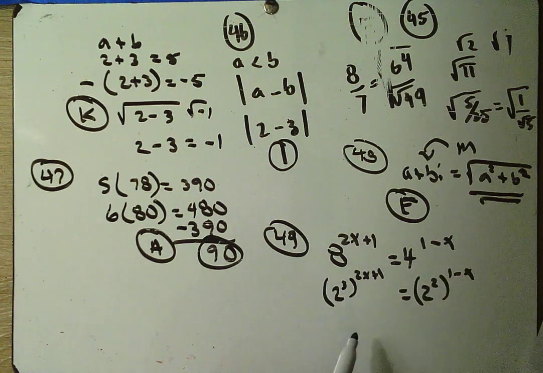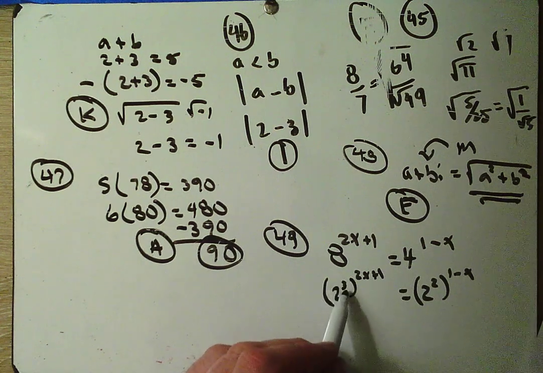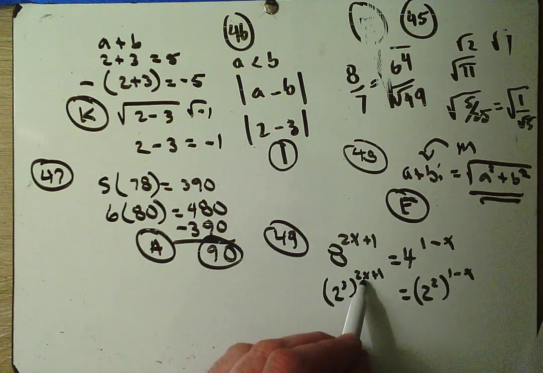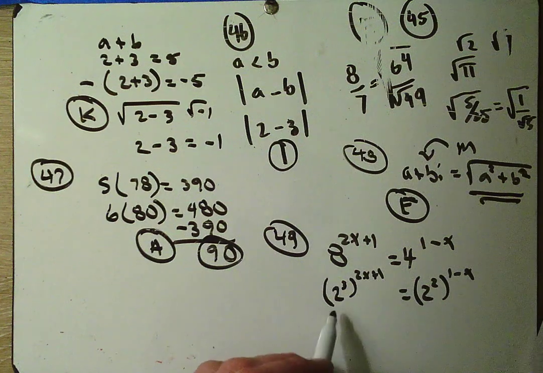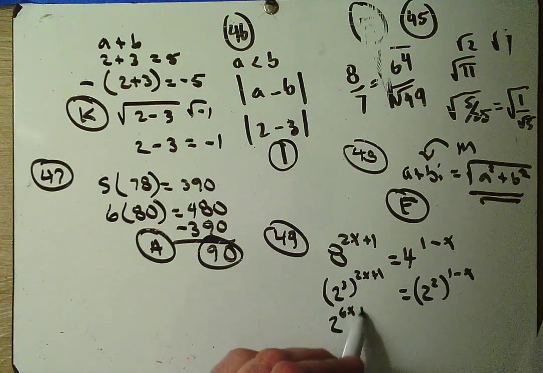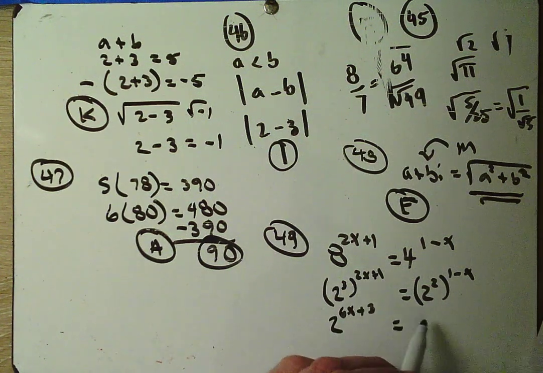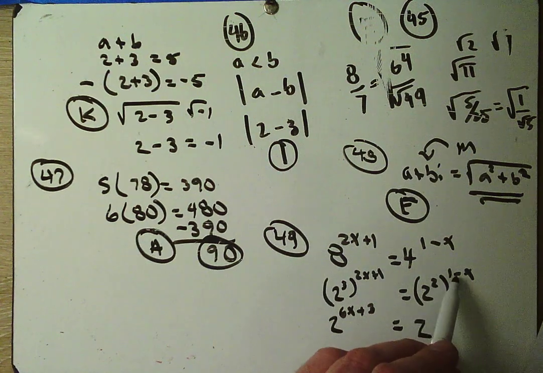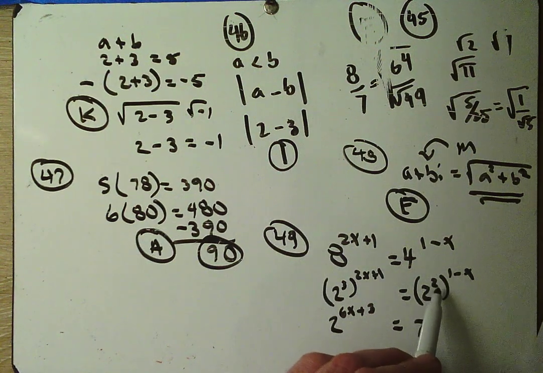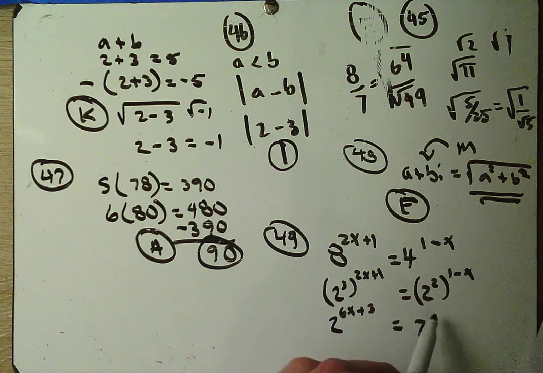When I raise a power to a power, I need to multiply them. Don't forget to distribute the 3 not only to the 2x, but also to the 1. So you would end up with 6x plus 3. And over here, 2, raise a power to a power, I multiply. Don't forget to distribute the 2 to each of these.